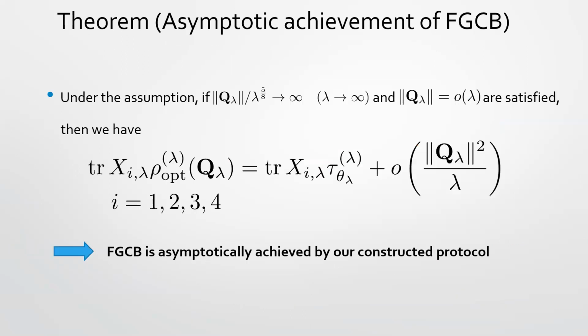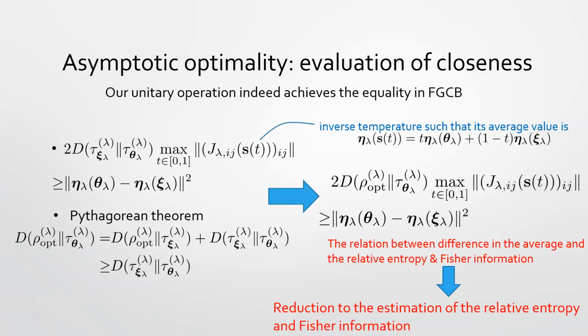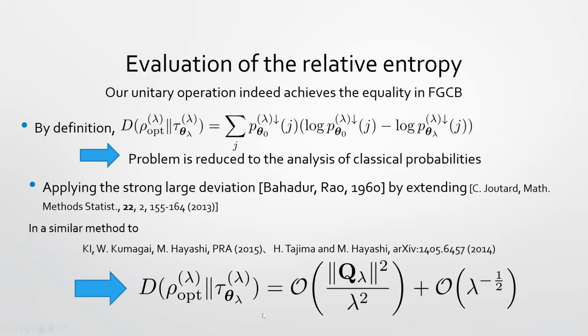Essentially, the key point of this one is the derivation of this one. This relative entropy is quite small around this order. So this is most important to achieve that upper bound. This is the end of the achievability part.